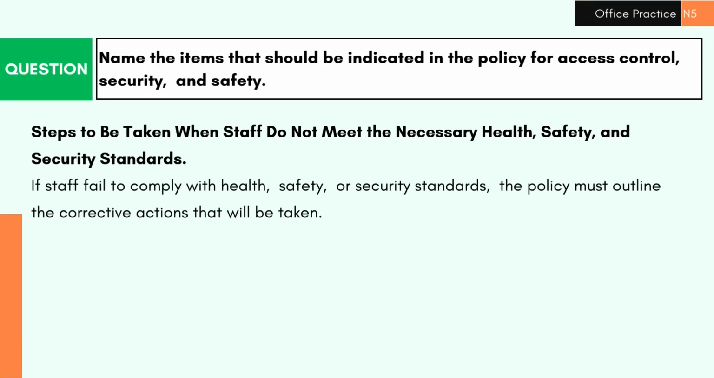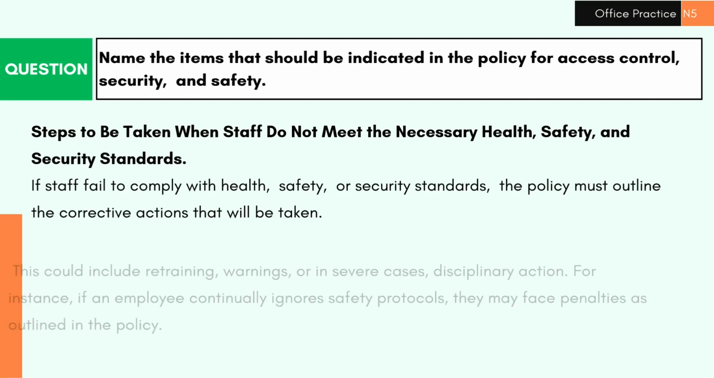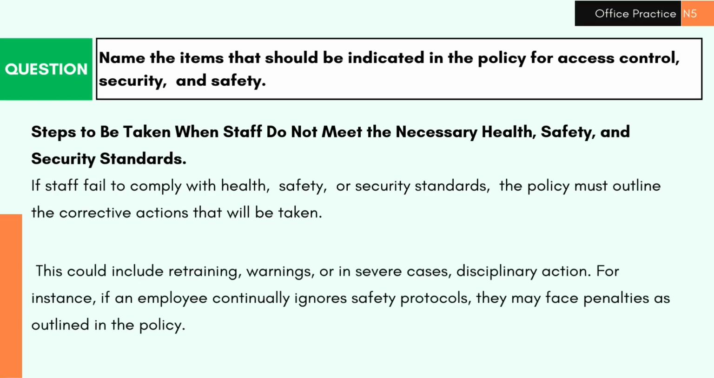3. Steps to be taken when staff do not meet the necessary health, safety, and security standards. If staff fail to comply with health, safety, or security standards, the policy must outline the corrective actions that will be taken. This could include retraining, warnings, or in severe cases, disciplinary action. For instance, if an employee continually ignores safety protocols, they may face penalties as outlined in the policy.